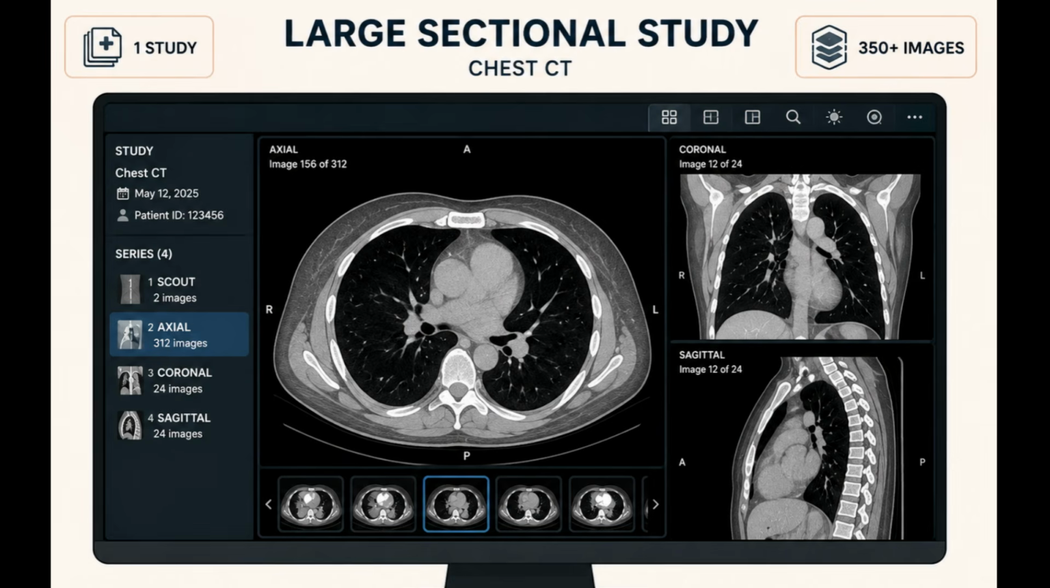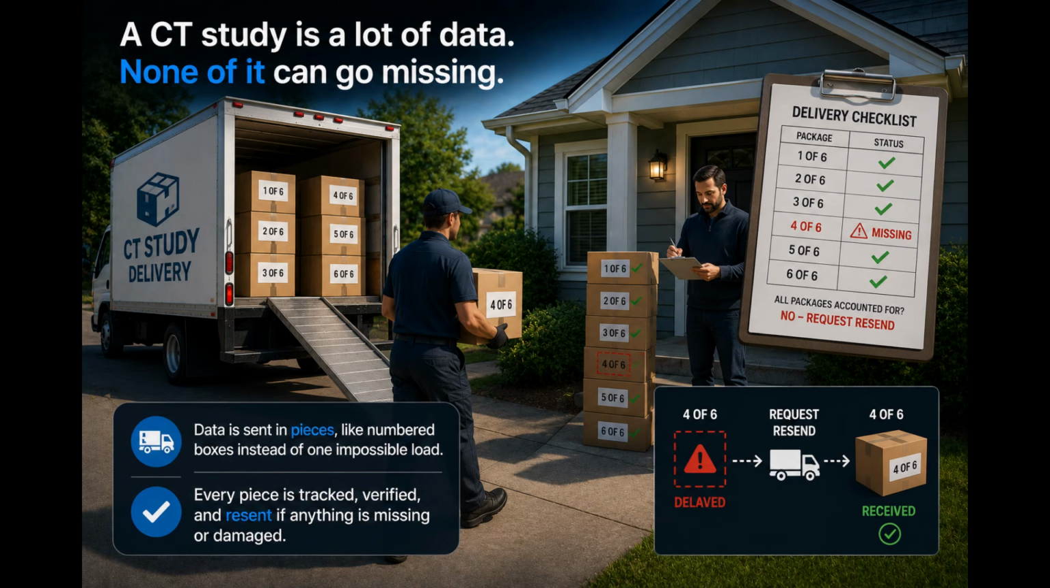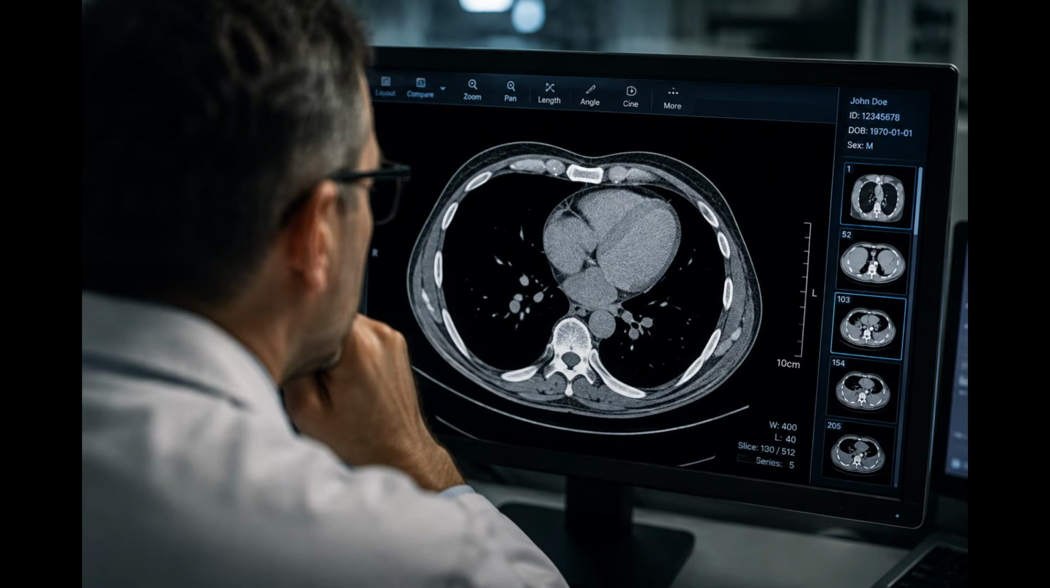Now, a study like this isn't one small file. It's often hundreds of images. That data doesn't travel as one solid block. It's broken into pieces and sent separately, the way movers ship numbered boxes instead of one impossible truckload. One system handles getting each piece there. A second system keeps track of the numbers, confirms nothing's missing, and asks for a resend if a piece got lost or arrived damaged. For a diagnostic image, that's not a minor technical detail. A corrupted or incomplete image is a patient safety issue, not just an inconvenience.